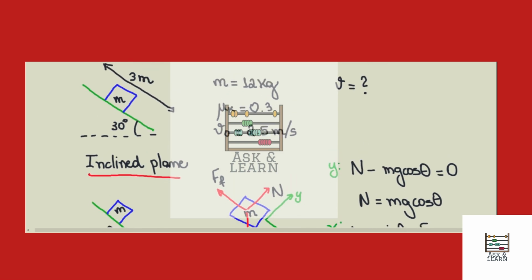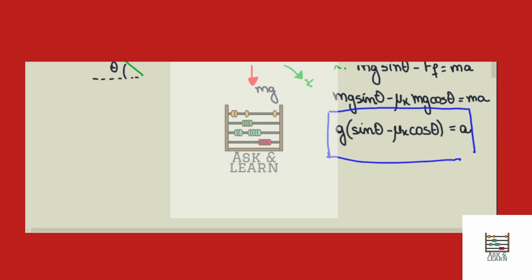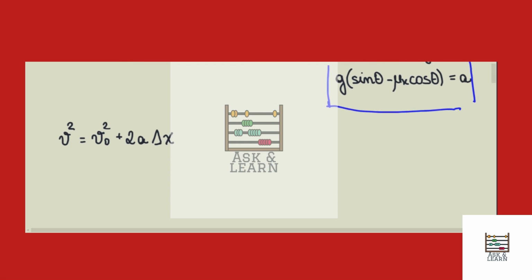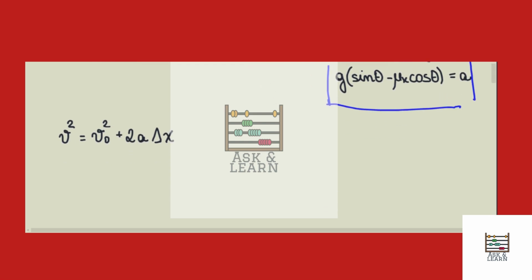Okay, so first, I'm going to calculate the acceleration of the block with the information we have. Then, with the acceleration, I'm going to use Torricelli's formula that tells us that the speed squared is equal to the initial speed squared plus 2 times the acceleration times the distance traveled. And with this, I'm going to be able to find the speed. So let's start first by finding the acceleration. As I showed before, the acceleration is equal to the gravitational constant g times sine of theta minus mu k cosine of theta.